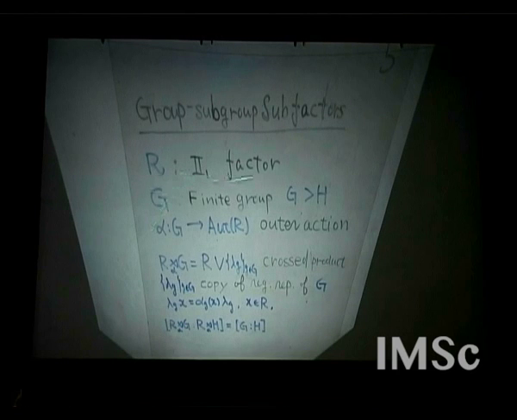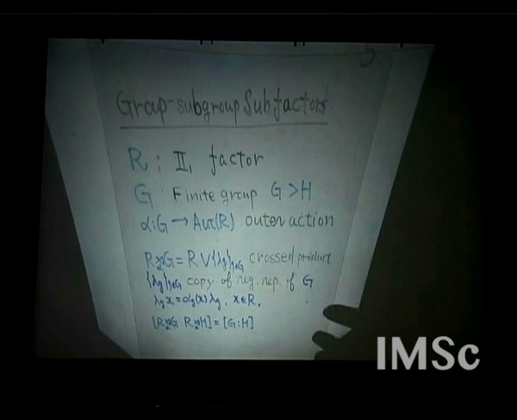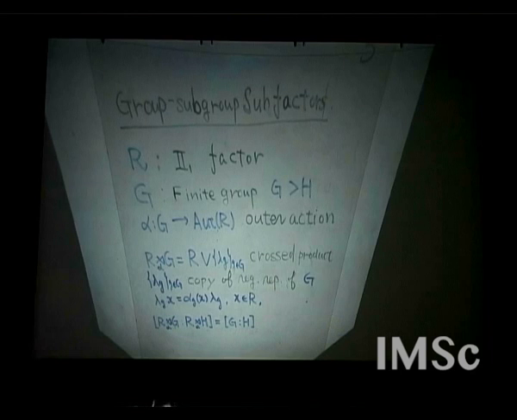So, R is a II_1 factor. Throughout my talk, R is a II_1 factor. If you like, you can assume that it's a hyperfinite II_1 factor. And G is a finite group, and H is its subgroup. Then we consider a G action on R. And let's assume it's outer. Don't worry about this word. It's some technical condition, assuring that the cross product is again a factor.